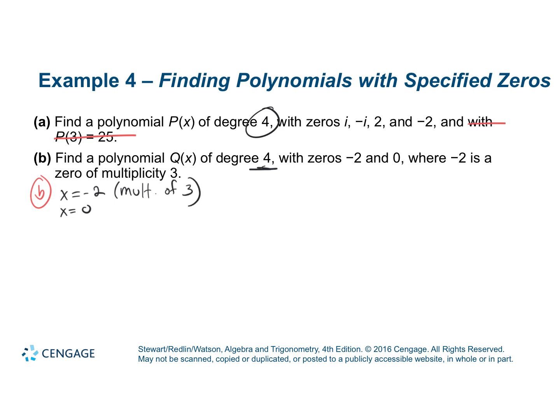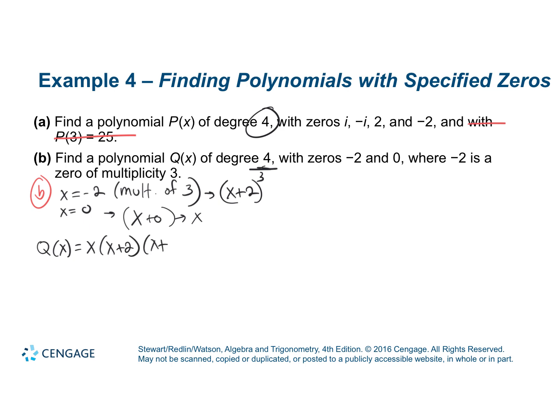Alright, knowing that, I'm going to write this parentheses 3 times. So this parentheses is going to be x plus 2. That's a multiplicity of 3. And this is just going to be x, because x plus 0 is just x. So I'm going to write q of x equals x, and then x plus 2.